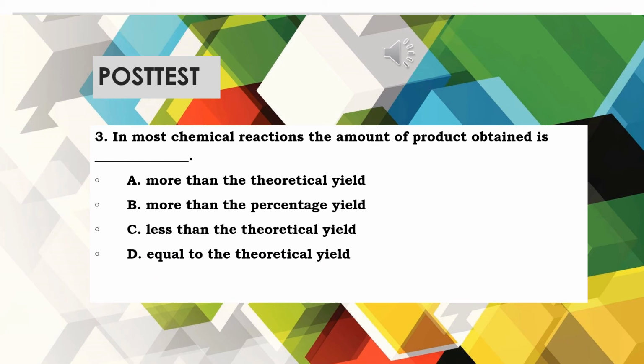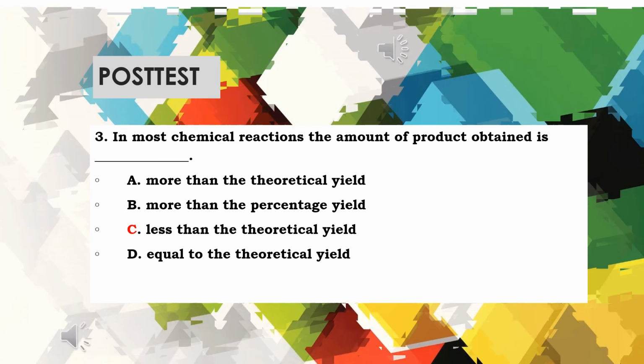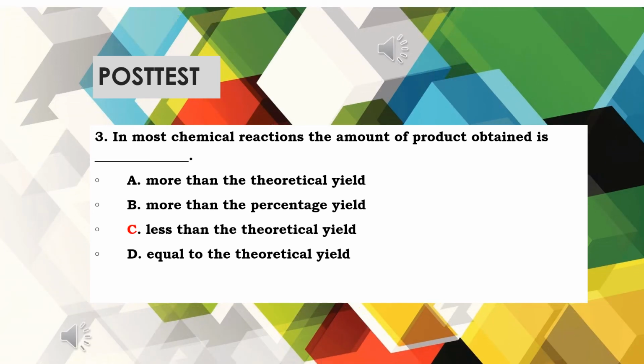Number 3. In most chemical reactions, the amount of product obtained is blank. A. More than the theoretical yield. B. More than the percentage yield. C. Less than the theoretical yield. Or D. Equal to the theoretical yield. The answer is letter C.